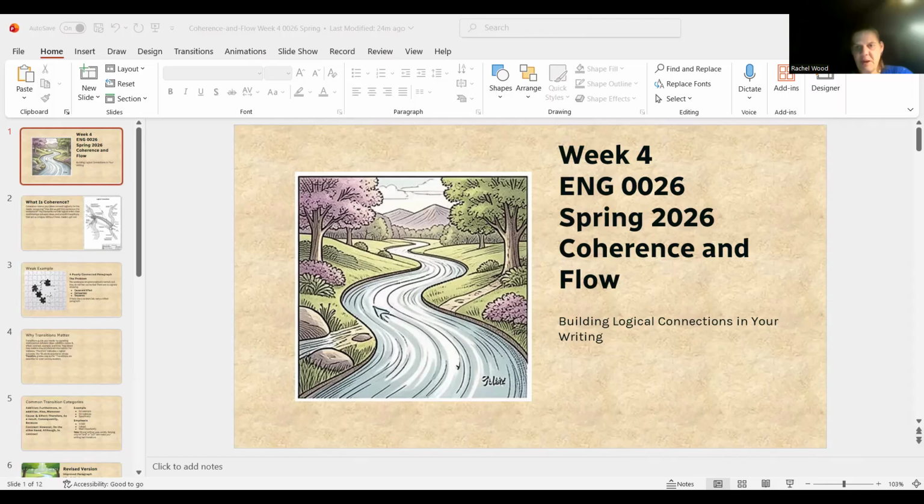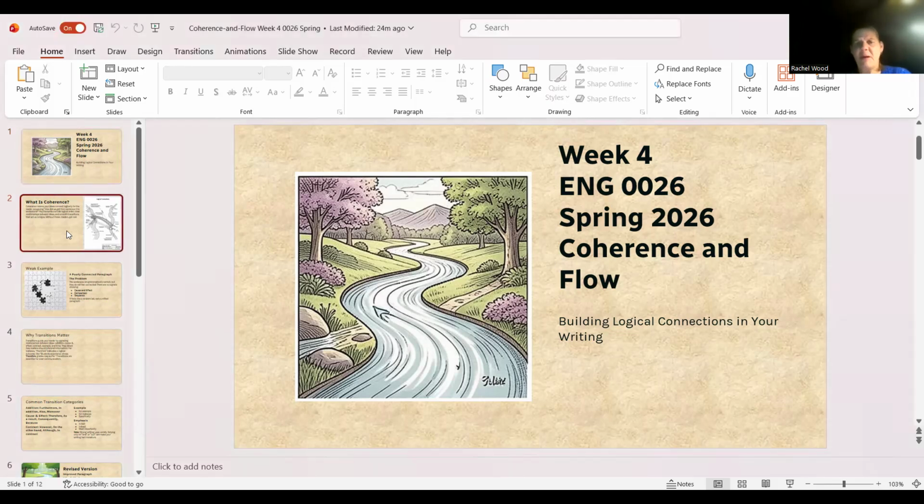So I'm going to go ahead and share my screen with you and talk with you this week through the PowerPoint. So you should be able to see my screen now. So again, this is week four. I can't believe we're already in week four. So we are a third of the way through.